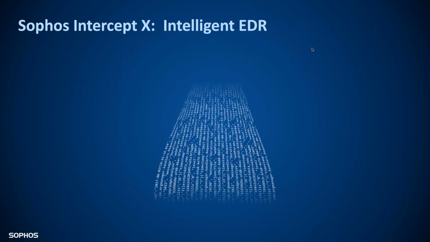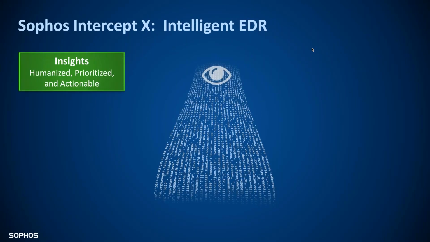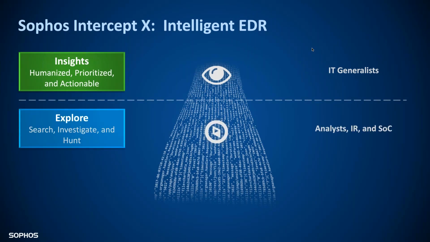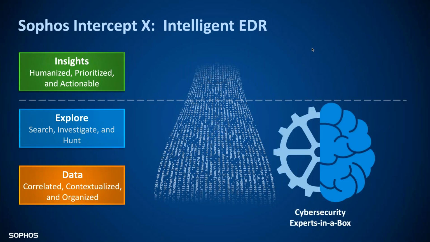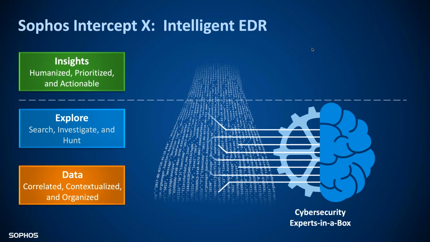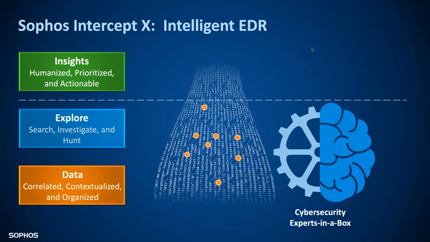This allows you to go through and intelligently take a look at the components inside of those data streams, giving you insights into what's going on, humanized, prioritized, and actionable results inside of there. And this is what we would normally see inside of a typical EDR type stream here. Again, the ability to explore, investigate, and hunt, which would typically be your SOC analysts, your incident responders on there, correlating all that data, specialists in these particular products. And what we'll do with the Intercept X, with that machine learning expert in a box in there, is bubble those data points up to the top and make that information available and accessible to your basic IT generalist inside of there.